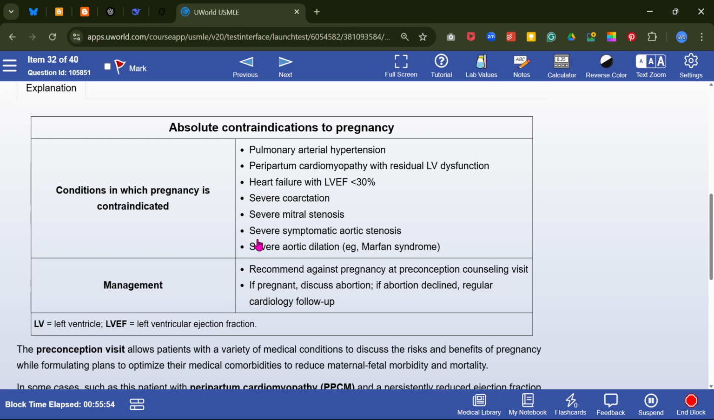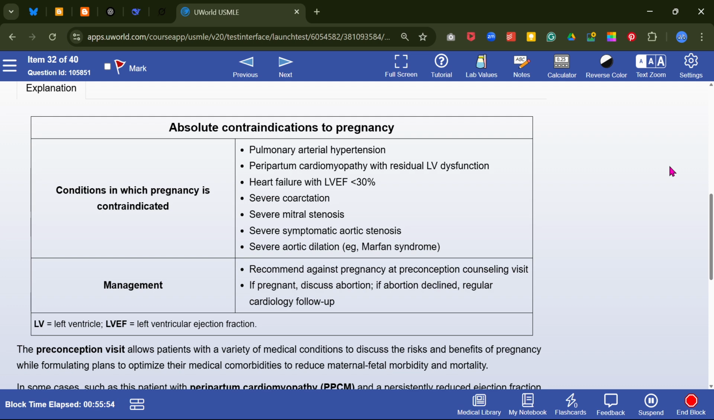Absolute contraindications to pregnancy: pulmonary arterial hypertension, peripartum cardiomyopathy with residual left ventricular dysfunction, heart failure with left ventricular ejection fraction less than 30%, severe coarctation, severe MS, severe symptomatic aortic stenosis, and severe aortic dilatation.